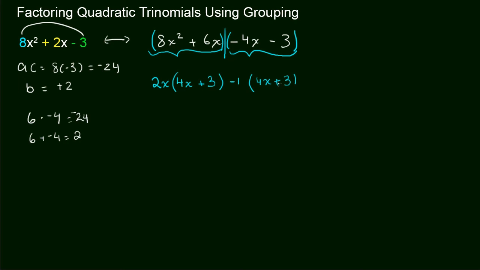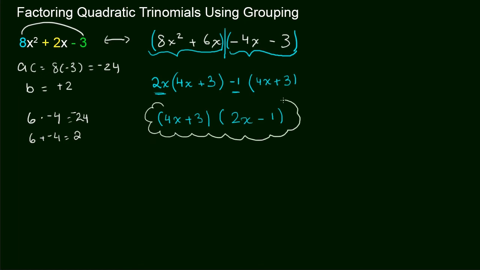The reason why I want these two binomials to look the same is because now I can factor out this expression, 4x plus 3, because I have those in common, and what's left, this 2x and this negative 1, go inside a second binomial expression. And there's our final answer. The factored form of 8x squared plus 2x minus 3 is 4x plus 3 times 2x minus 1.